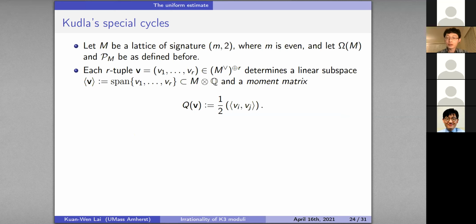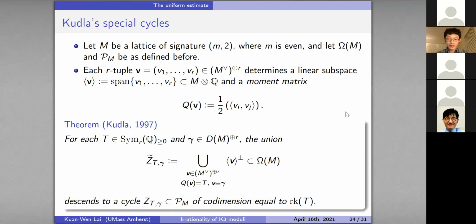It also determines a so-called moment matrix. It's a matrix whose ij entry is one half of the product of v_i and v_j. You need to take one half. This is called the moment matrix. Again, we have a theorem which is quite similar to the Heegner divisor case, but this is due to Kudla.